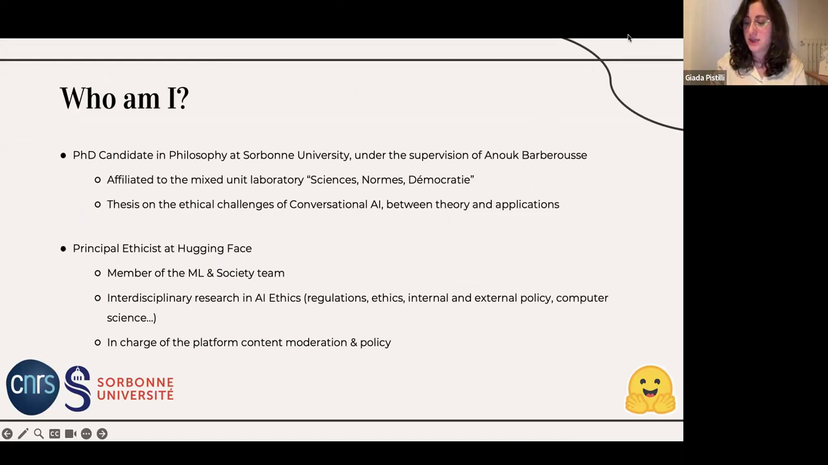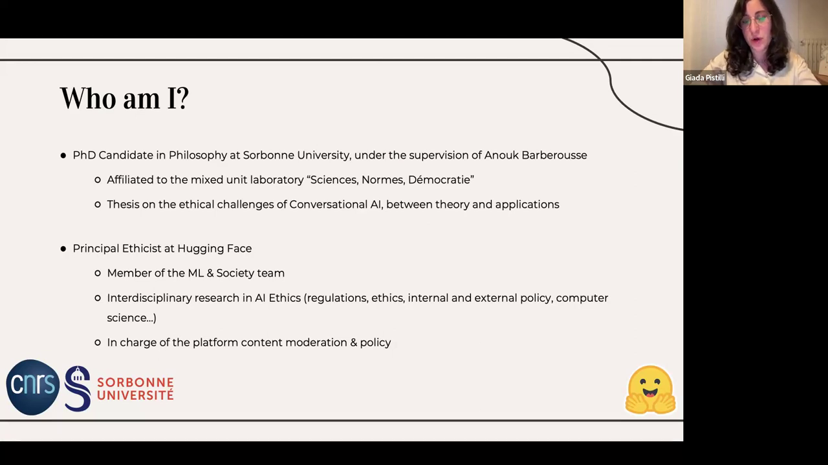And so my thesis is between theory and applications of ethical challenges of conversational AI. So it means that I mainly based my research on everything related to conversational agents, LLMs, and everything related, way before it was cool, I would say, and when they weren't really working. So there was a huge gap between when I started and nowadays. At the same time, I'm the full-time principal ethicist at Hugging Face. It means that I'm the only one with a philosophy background working there, basically.